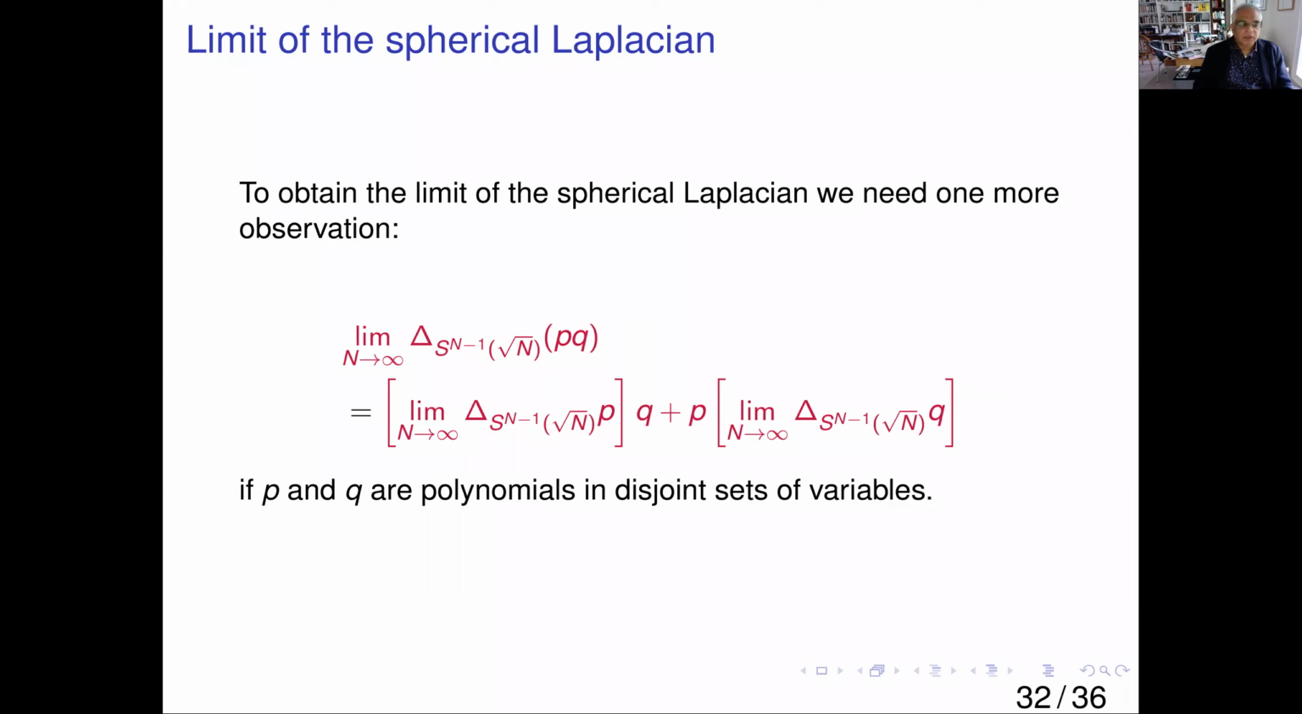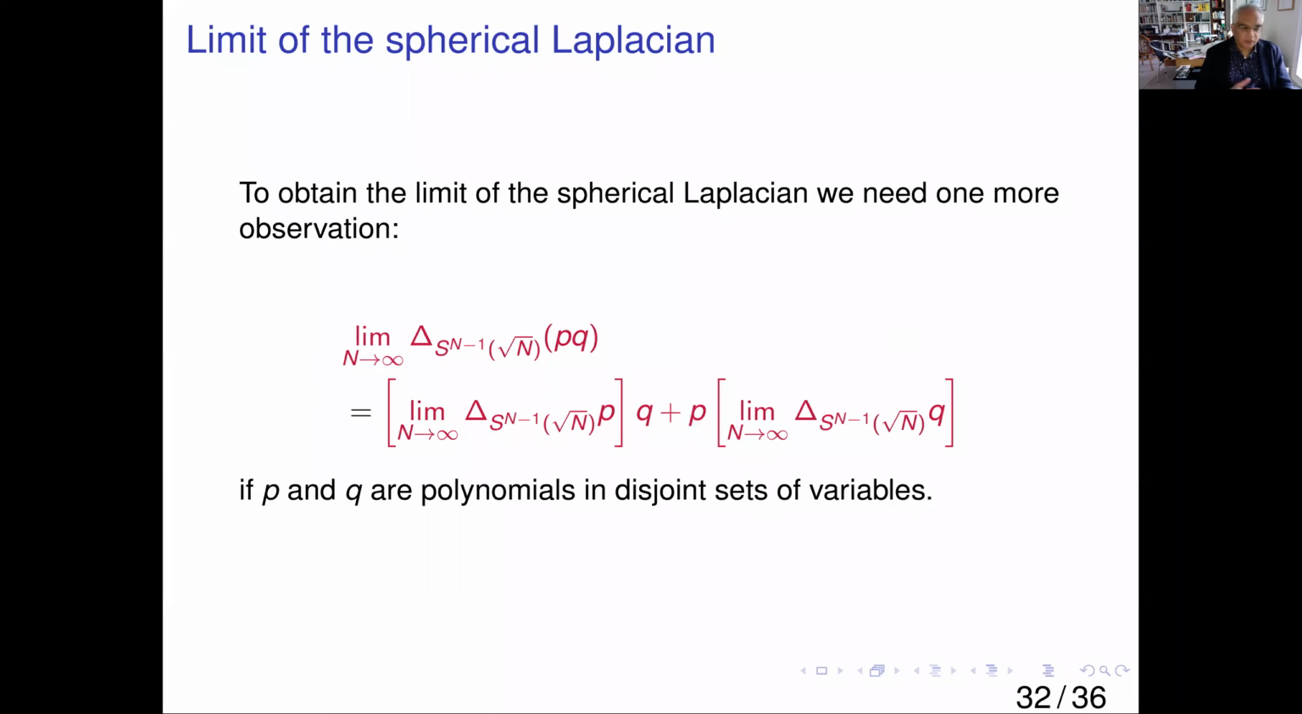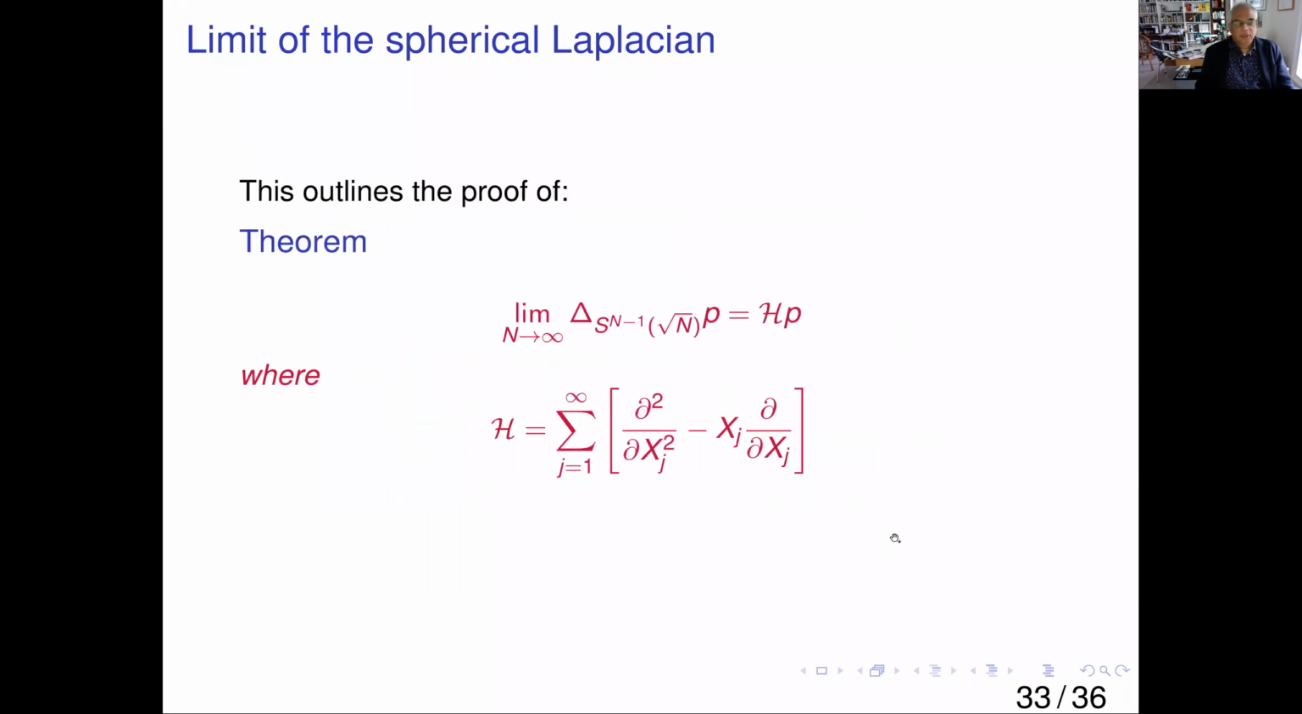And that's actually key, because look, if we know how to take the limit of a product and we know how to take the limit of a monomial like x1 to the m, then we can just take limits of any polynomial, right? Any polynomial is a sum of monomials. Each monomial is a product of powers of x1, x2, and so on. So that is the outline of the proof of this result. Okay, we're close to done.